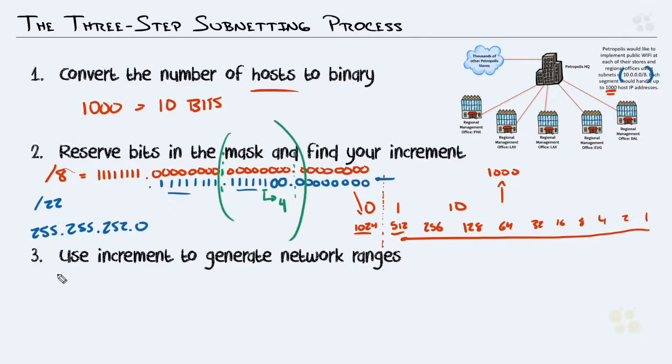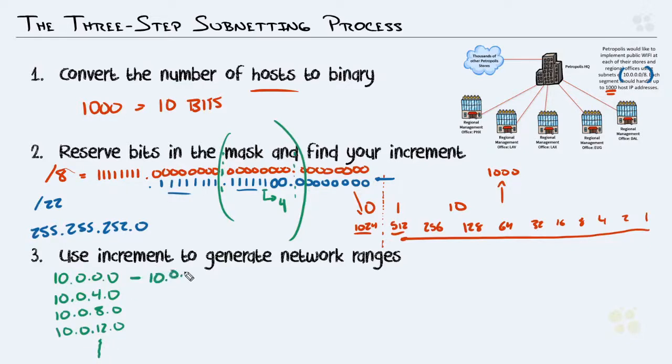So our public subnets look like this. 10.0.0.0, 10.0.4.0, 10.0.8.0, 10.0.12.0, and down and down and down we go. Fill in the end range.